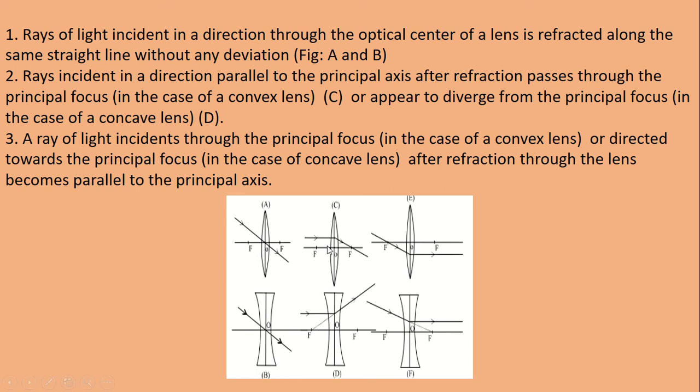Rays incident in a direction parallel to the principal axis, after refraction, pass through the principal focus. In this case, and also in case of concave lens, this is the refracted ray, and you know for concave lens the principal focus is virtual, and for convex lens the principal focus is real, because here actually the rays converge to a point F, but here the refracted ray seems to diverge from the point F, because this is the refracted ray and it is extended back to this point. That's why it is a virtual principal focus.